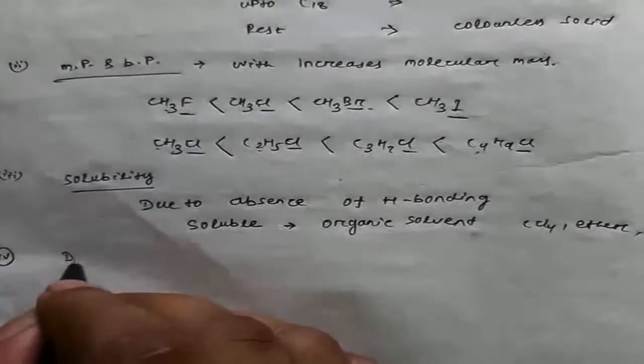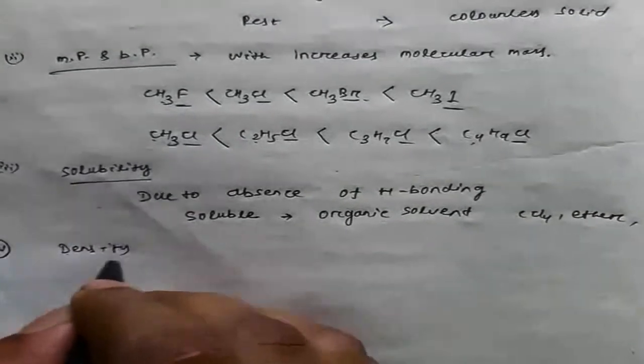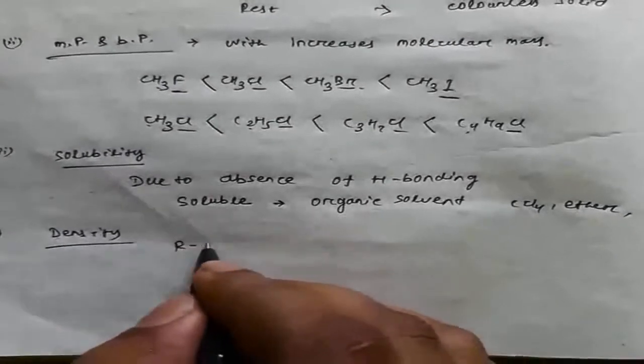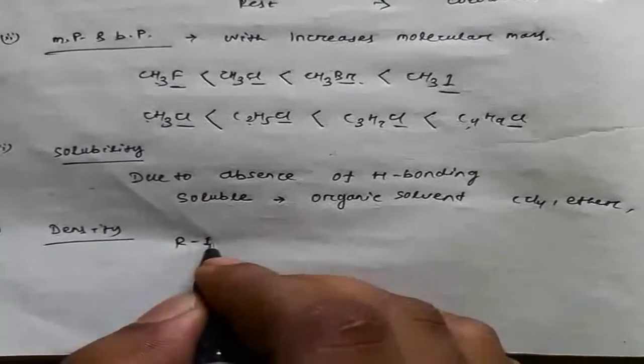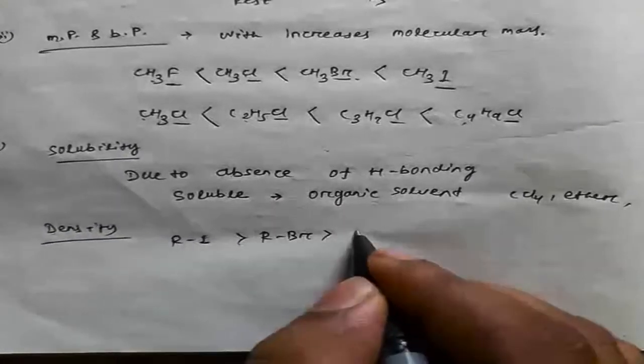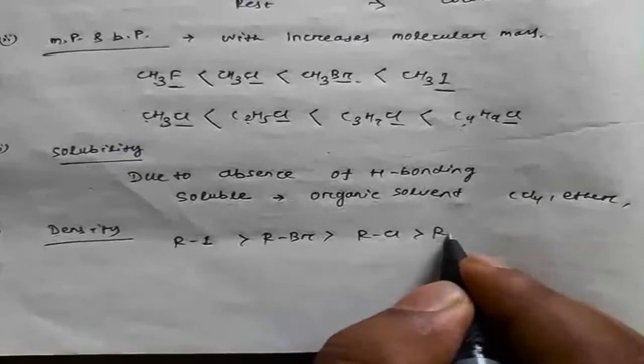Next, density. The density of alkyl halide increases with increase of atomic weight or molecular mass. Iodine has more molecular mass, so iodine has more density than bromine, then chlorine, then fluorine.